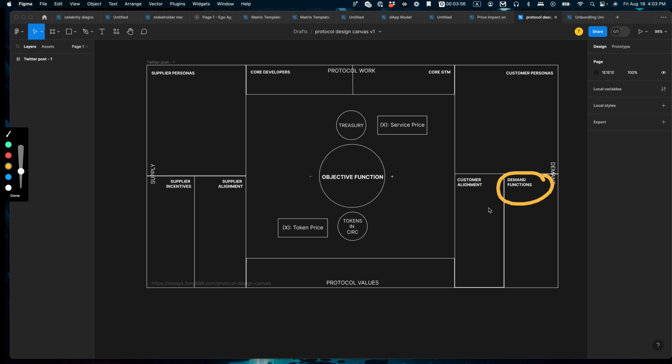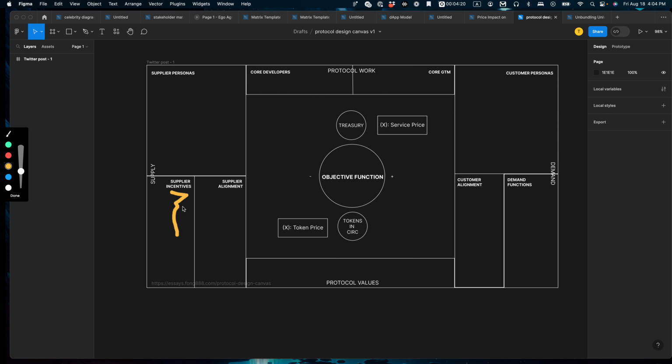So that's kind of how I'm setting up the right-hand side, is everything kind of drives in this direction. And the left side is the supplier. So in the case of, say, data indexing, it's going to be the indexers. They're the ones who are actually providing the data. They're running the systems that are going to index everything. So they have a set of incentives.